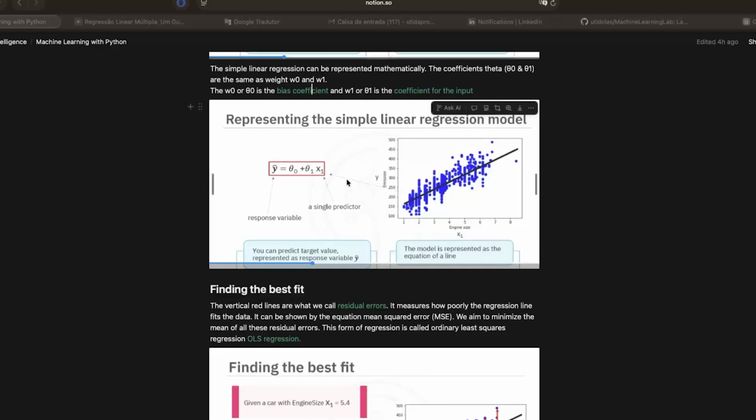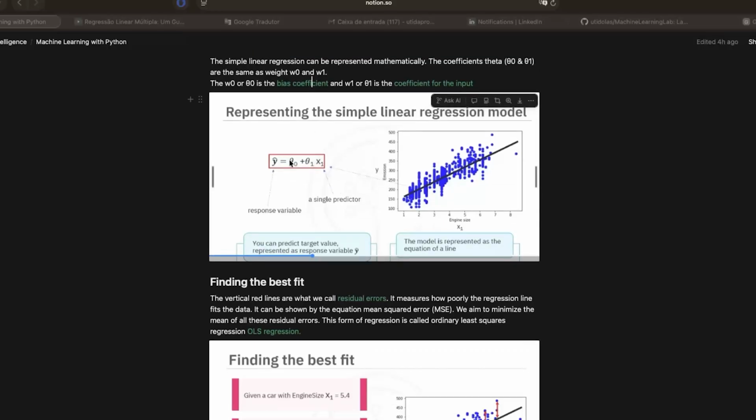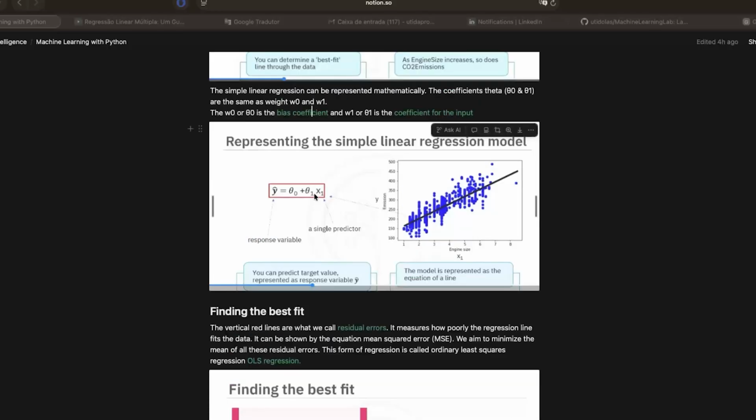We can represent it mathematically with this equation, where theta 0 and theta 1 are the coefficients. Theta 0 is the intercept, the y-intercept, and theta 1 is the slope, or the weight. It's the rate of change of our predictor. It can also be represented with W instead of theta. It's the same thing, just a different notation.